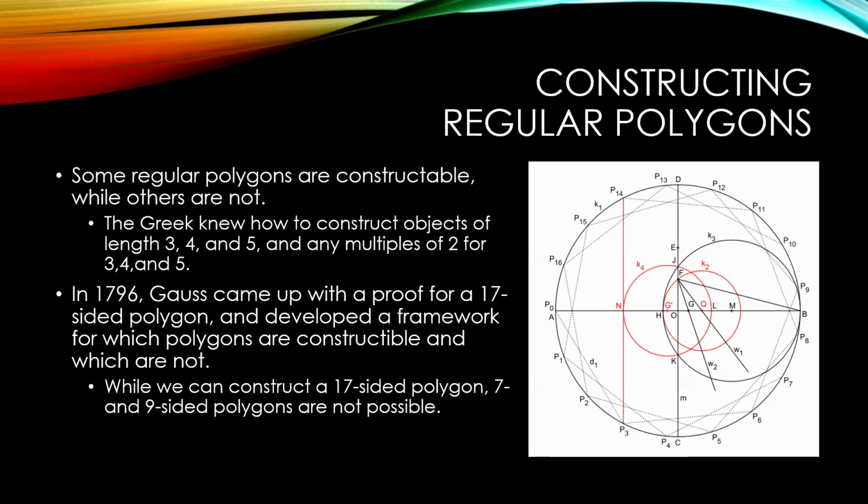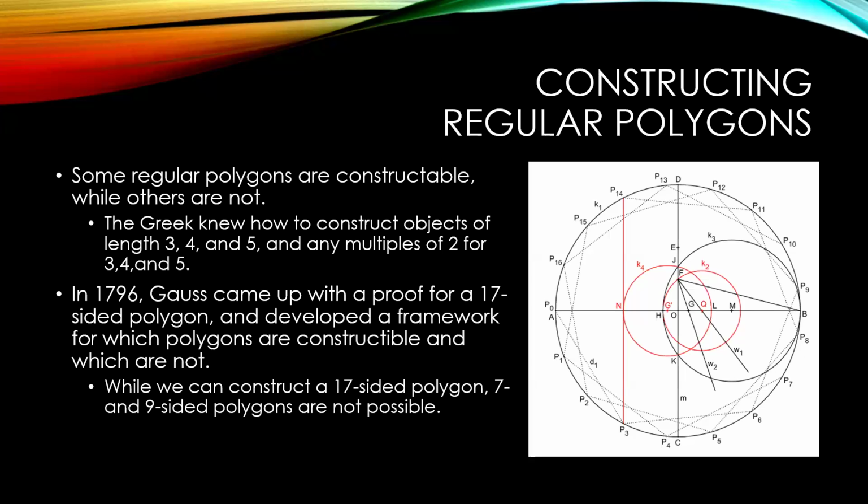One very complicated thing is regular polygons. And so some regular polygons are constructible while others are not. The Greeks did not know which ones you could do and which ones you couldn't do. And so for the Greeks, they knew you could do 3, 4, and 5-sided objects. And you could do any multiple of 2 of objects with 3 sides, 4 sides, and 5 sides. And so if you wanted to create a 10-sided object, they knew how to do it. If you wanted to create a 20-sided object or a 6-sided object, they knew how to do it.